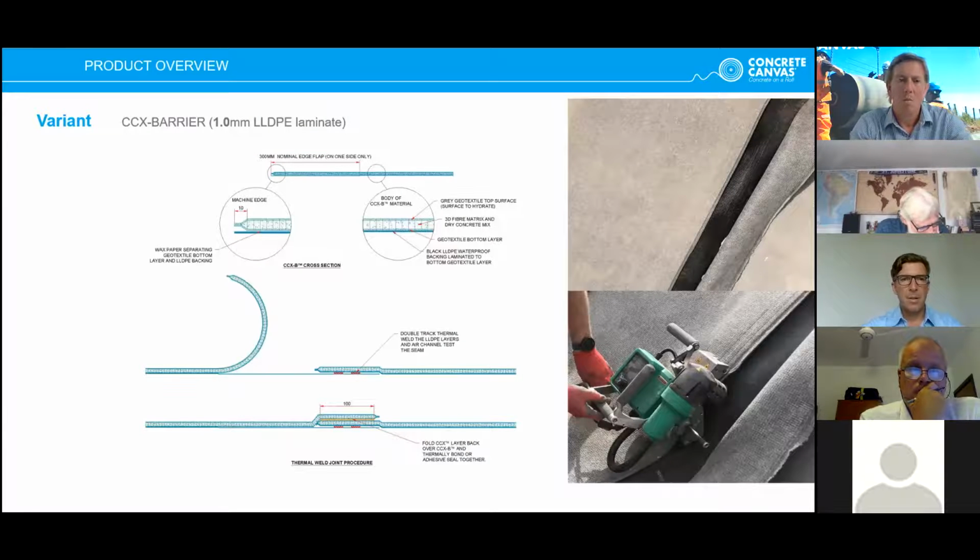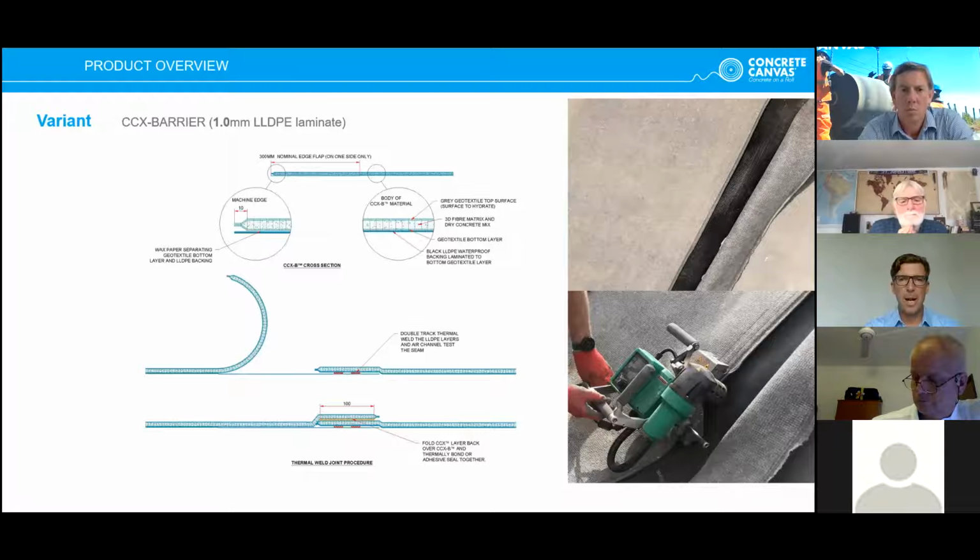The second variant of CCX is CCX Barrier, which has a 1 millimeter thick LLDPE backing with a separation between the laminate and bottom layer on one edge only. By peeling back the top cement-filled geotextile layer, the geomembrane is exposed. This allows for thermal welding of the geomembrane layer, making CCX Barrier more suitable for larger infrastructure or applications requiring greater impermeability and certifiable joints.